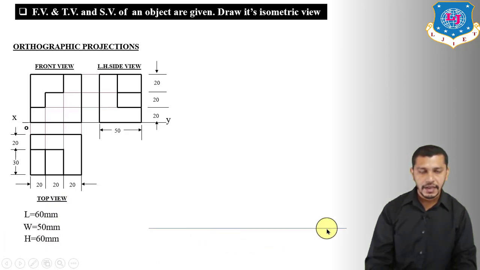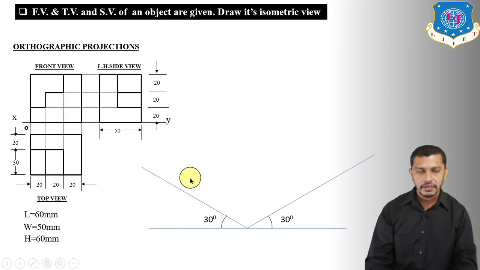So we draw the baseline, and draw the isometric axes inclined at 30 degrees on both sides, and we will observe the front view from this direction. On this axis we will get the length of the cuboid or object. On this axis we will get the width of the cuboid. So first of all, show the length of the cuboid over here, which is 60 mm, the width of the cuboid over here, which is 50 mm, and the height, which is 60 mm, perpendicular to the baseline from this point.